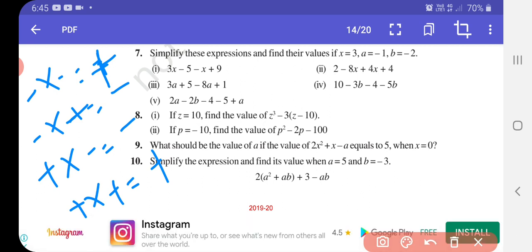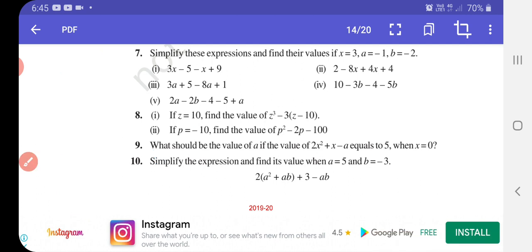Okay, understand? Now this type of question, question number 10, is done the same way. If you have any doubt, tell me on WhatsApp and do it in your notebook. I want you to complete your notebook.